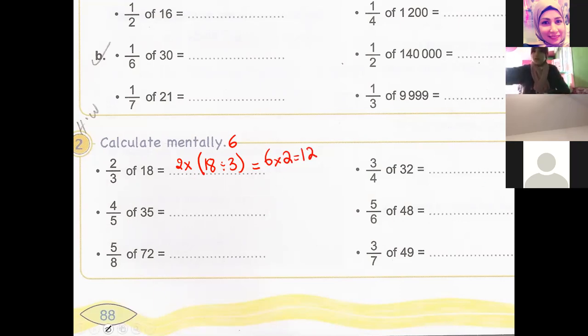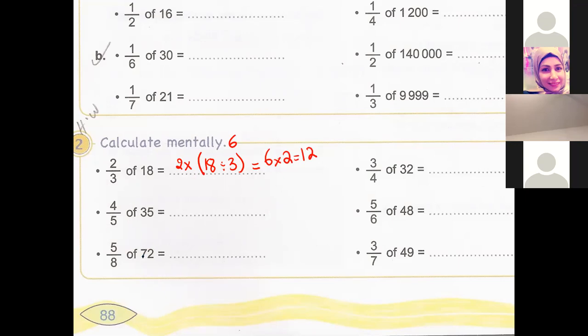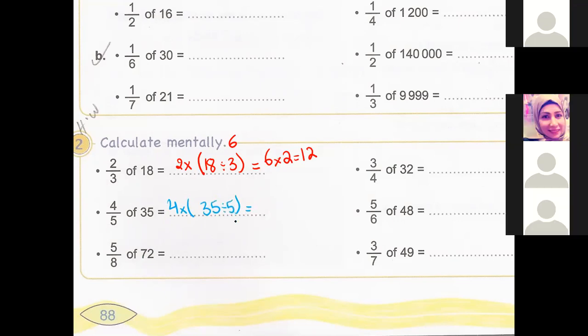Yalla, ya Amal, the second one. 4 times, open brackets, 35 divided by 5. Okay. Which number in table 5 gives us 35? In table 6. No. It's 7. Any mistake in the multiplication table, we still answer wrong. It's 7. 7 times 4, how much?